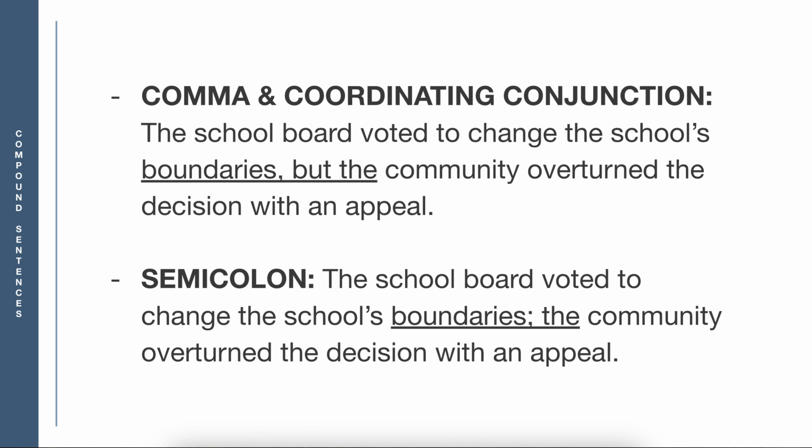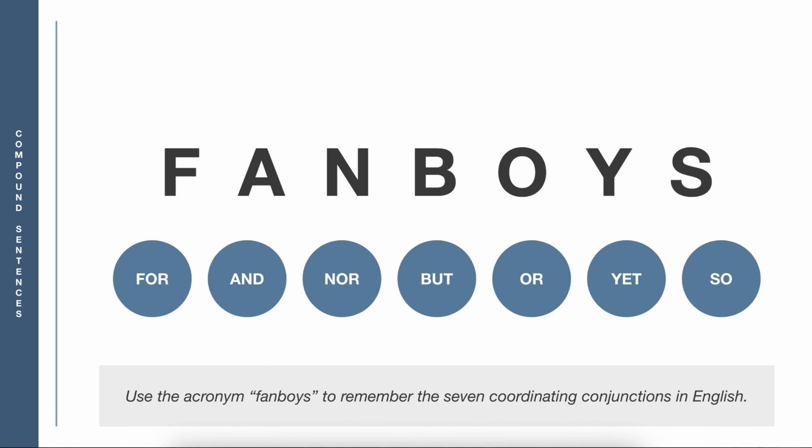Now, we've talked a lot about coordinating conjunctions, and here they are. Our coordinating conjunctions in English are for, and, nor, but, or, yet, so. And you may be familiar with these coordinating conjunctions based on the acronym FANBOYS. FANBOYS is a way to remember all of them, but these are all of the coordinating conjunctions.